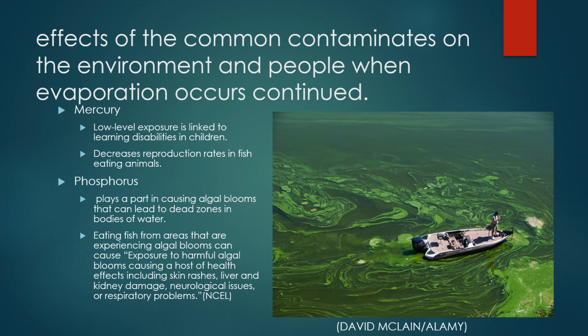Phosphorus plays a part in causing algal blooms that can lead to dead zones in bodies of water. Eating fish from areas that are experiencing algal blooms can cause exposure to harmful algal blooms, causing a host of health effects including skin rashes, liver and kidney damage, neurological issues, or respiratory problems. On the right here is a picture of one of these algae blooms.